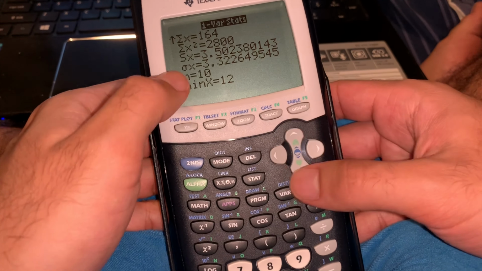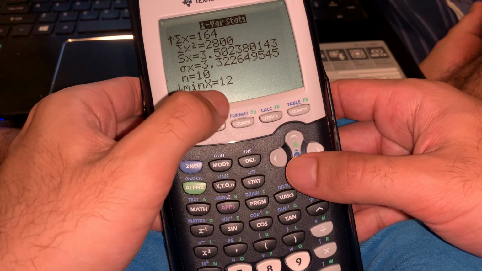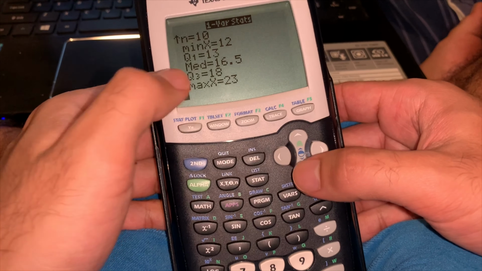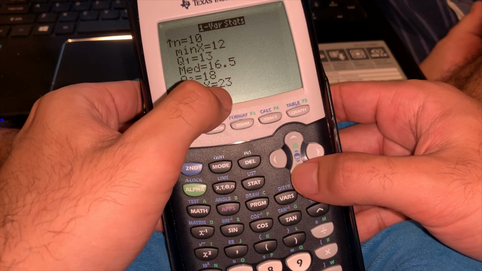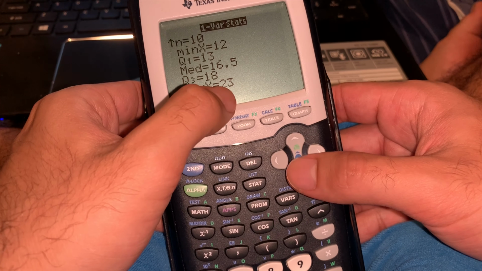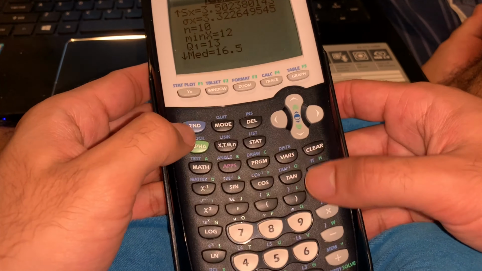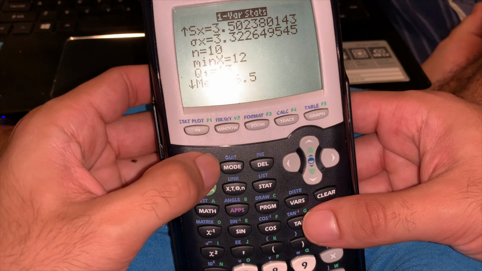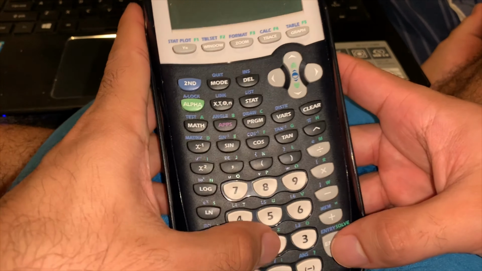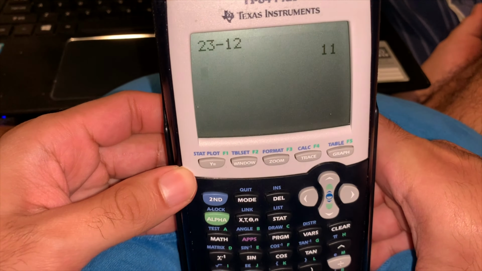Now we go down with the arrow, and I see our minimum number is 12. Remember that. And our maximum number is 23. So to find our range, we need to do a subtraction of 23 minus 12. So let's go back to the main screen, second quit, and it was 23 minus 12. And that is our range, 11.